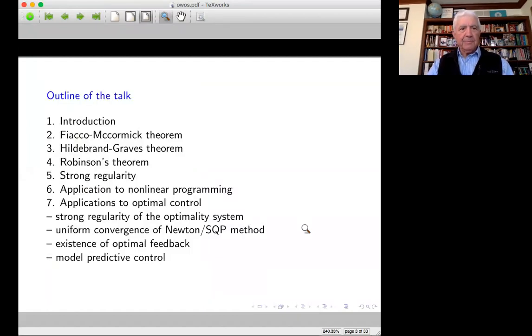And here is the outline of the talk. It will start with some historical facts and results. And then we go into applications, and the main application will be in optimal control. I'm not going to read the outline here. The main focus will be on strong regularity, and then the applications of strong regularity to nonlinear programming and optimal control.